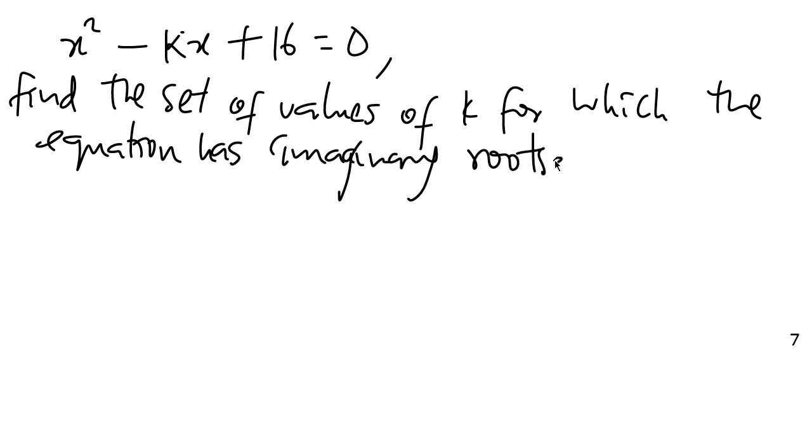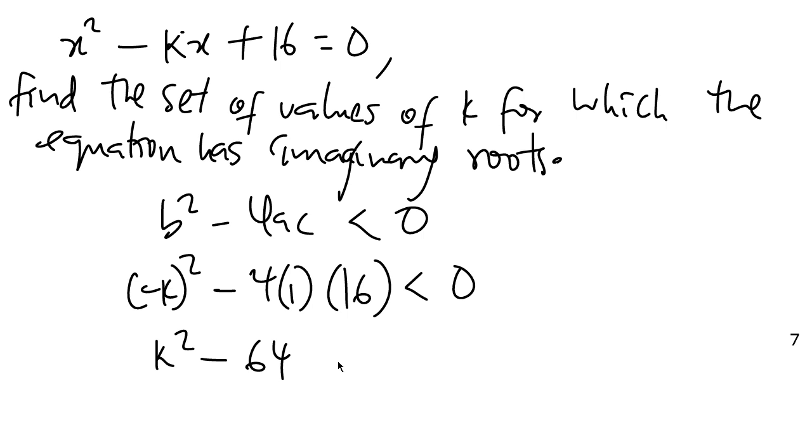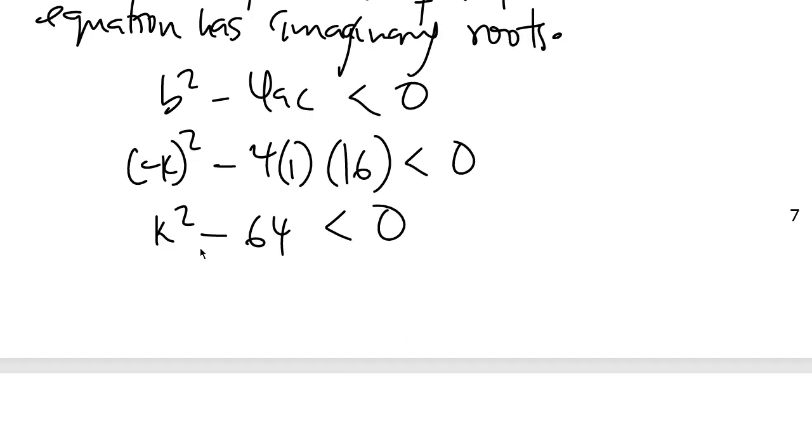So if you should have imaginary roots, what happens? That means that b squared minus 4ac should be less than 0. So what is our b? Negative k, all squared, minus 4 into a, which is 1, into c, which is 16, should be less than 0. So negative k all squared, negative and negative is positive, then we have k squared minus 4 times 16, which is 64, less than 0.